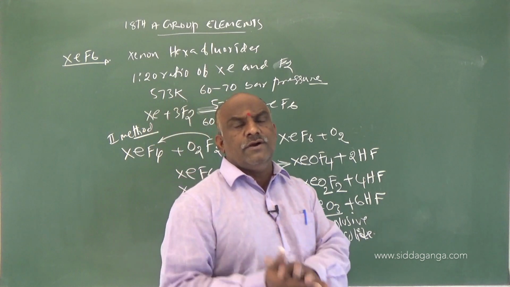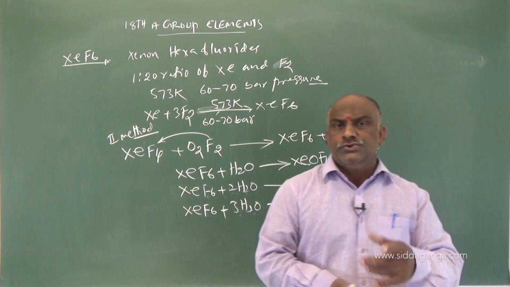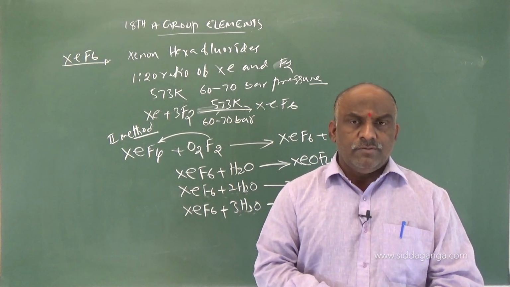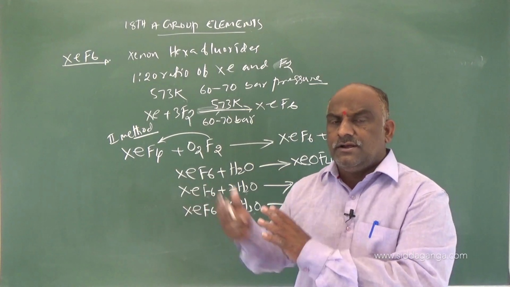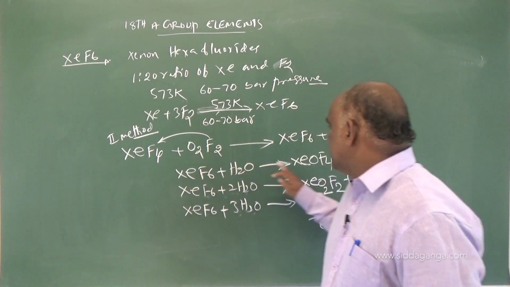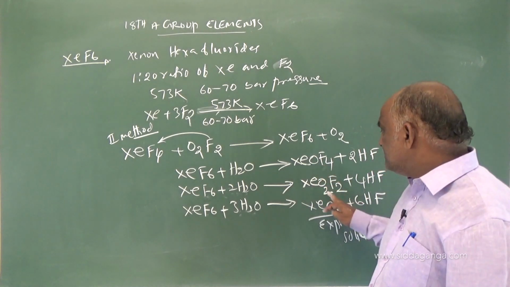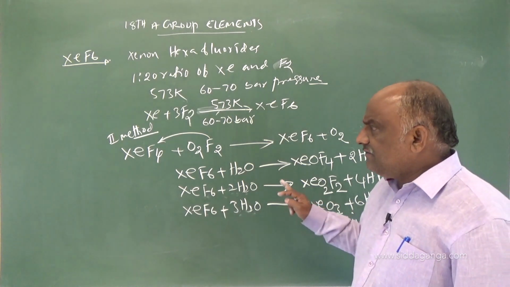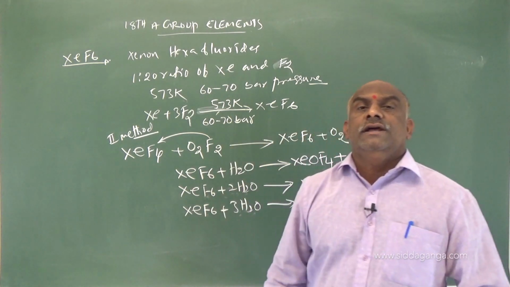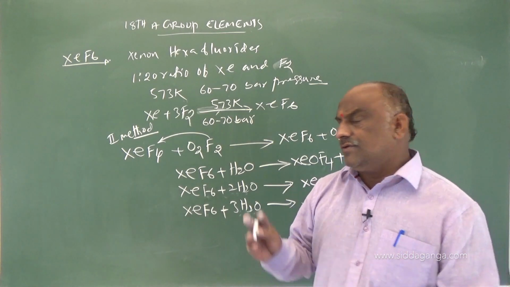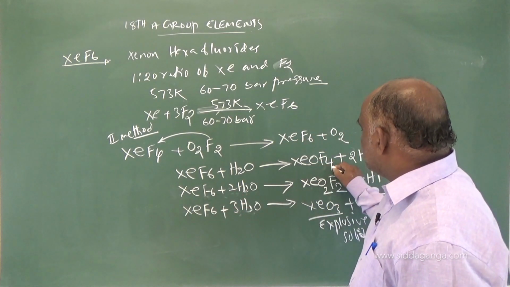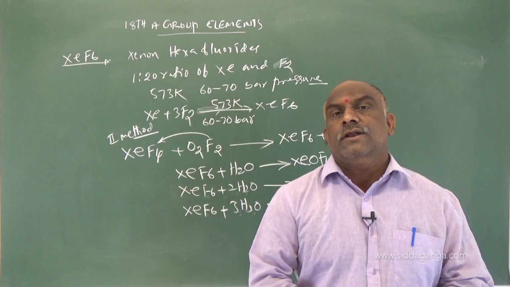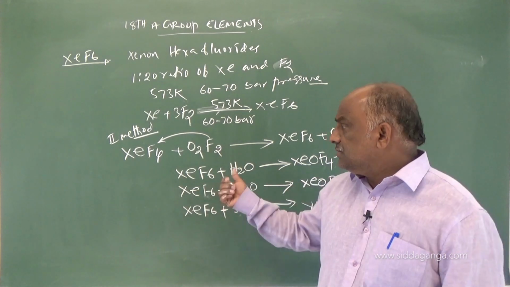Simple, according to the number of hydrogens: if 2 hydrogen atoms are there, remove 2 fluorines; 4 hydrogen atoms, remove 4 fluorines; 6 hydrogen atoms, remove 6 fluorines. Whatever oxygens remain, simply add to the reactant xenon. So the first case gives xenon oxytetrafluoride, the second case gives xenon dioxydifluoride, and the third case gives xenon trioxide. Very important reactions for board as well as competitive examinations. They will give one blank, and you have to fill the blank according to the number of hydrogen atoms. Very important, don't neglect, easy to score marks.